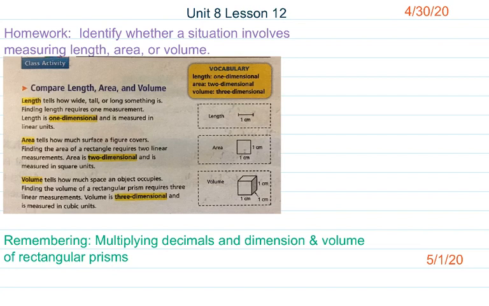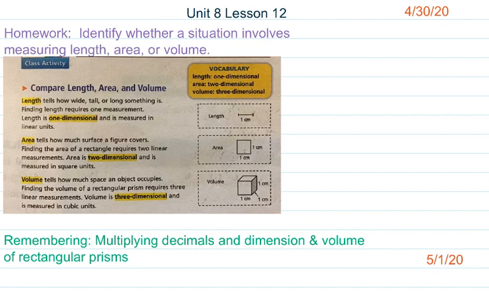I included a picture here for you to refer to in terms of length, and length is something that is one-dimensional and it tells how wide something is or how long something is. One example might be how tall are you? That would be an example of length.